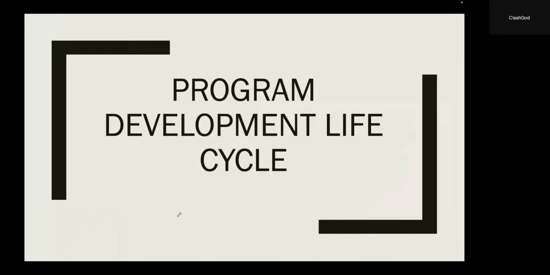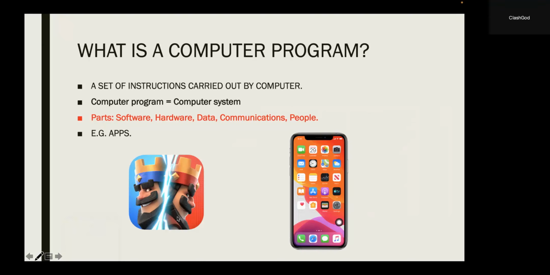Alright guys, today we're going to talk about the program development life cycle. Now before we talk about that, we need to first understand what is a computer program. You might have heard of this word before. Now it is a very simple definition. It's just basically a set of instructions carried out by a computer.